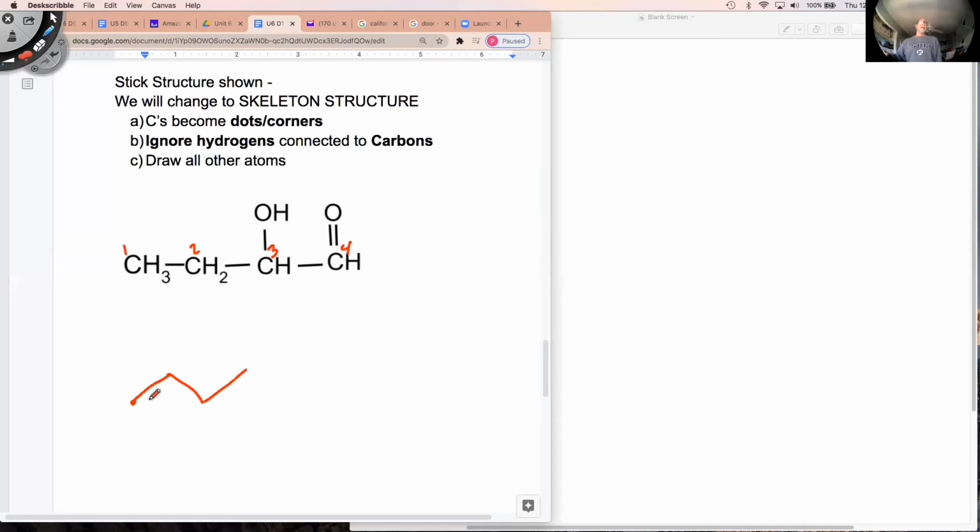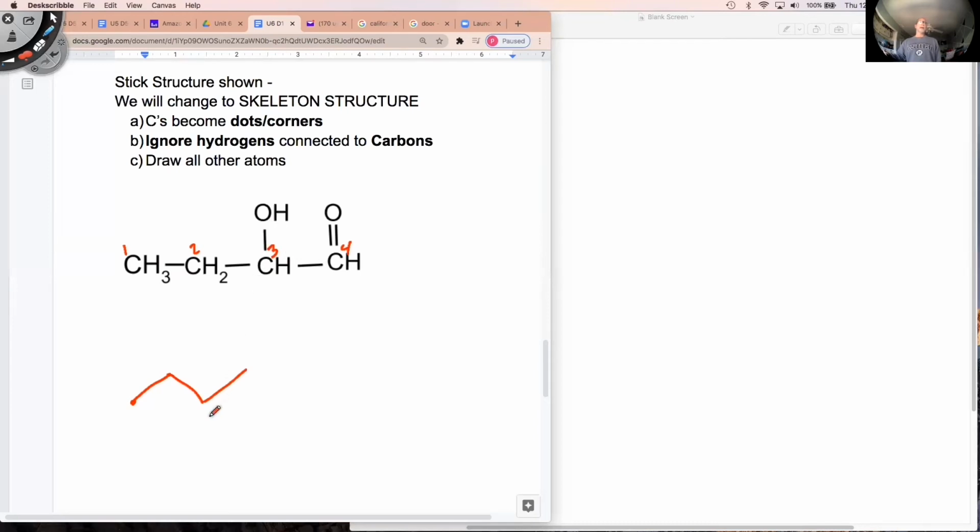Now, each one of these needs 4 bonds. 1, 2, 3, 4. And you have it. 3 hydrogens, and then the bond to the carbon. So on carbon 1, we have 3 hydrogens. On carbon 2, we have 2 hydrogens. On carbon number 3, we have 1 hydrogen and then 1 oxygen.